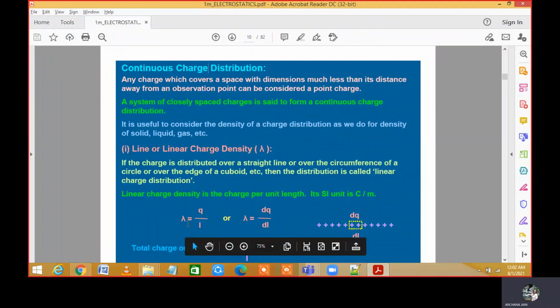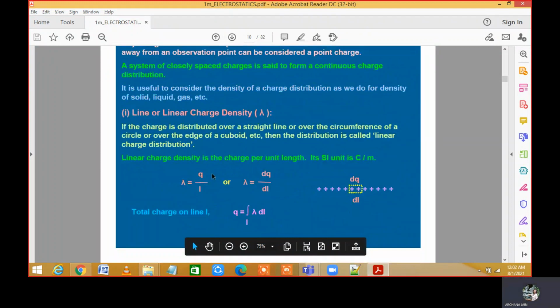What is linear charge density? Linear charge density is represented by lambda. Lambda is equal to Q over L. Q is the total charge on length L. Total charge divided by length gives you linear charge density. Now we write this in the form of dq over dl. Suppose the charge is in the form of a line. We take a small length element dl, and the charge on that small length element dl is dq. Then linear charge density is dq divided by dl.